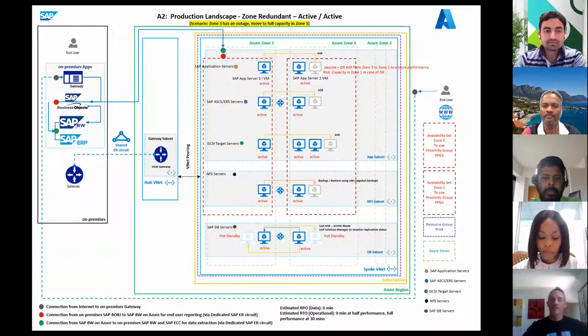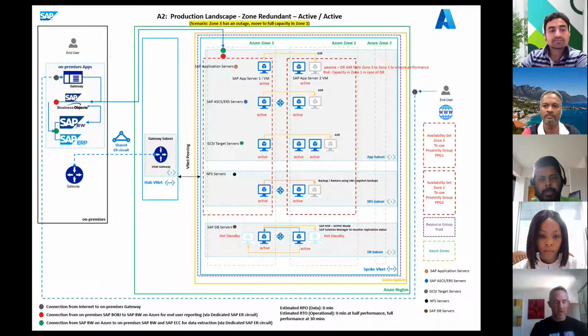Then the next thing you need to check is your latency between the different zones. You have to remember the latency between the application servers and the database, especially with HANA databases. If you have bad latency there, it's going to have a significant impact on your performance.